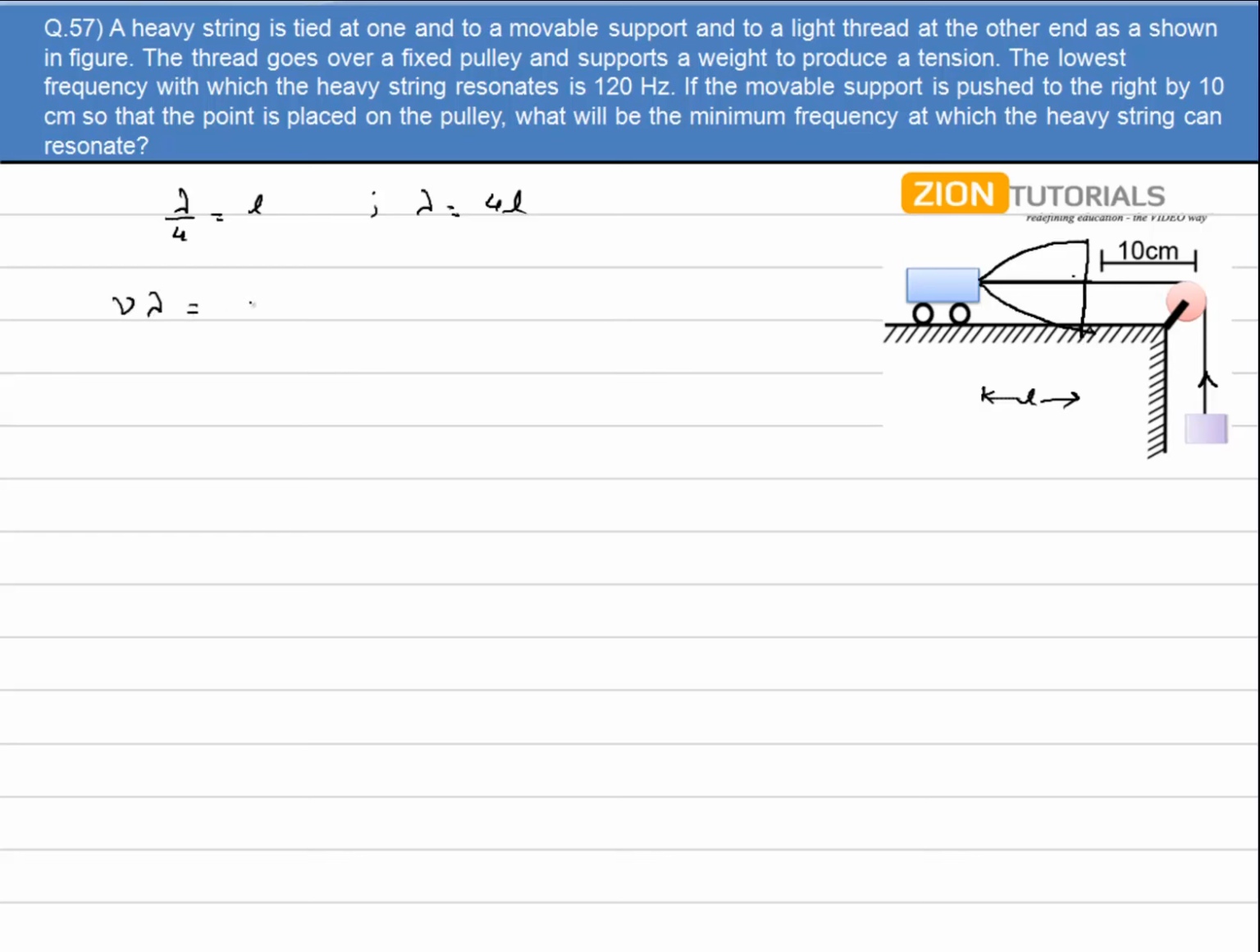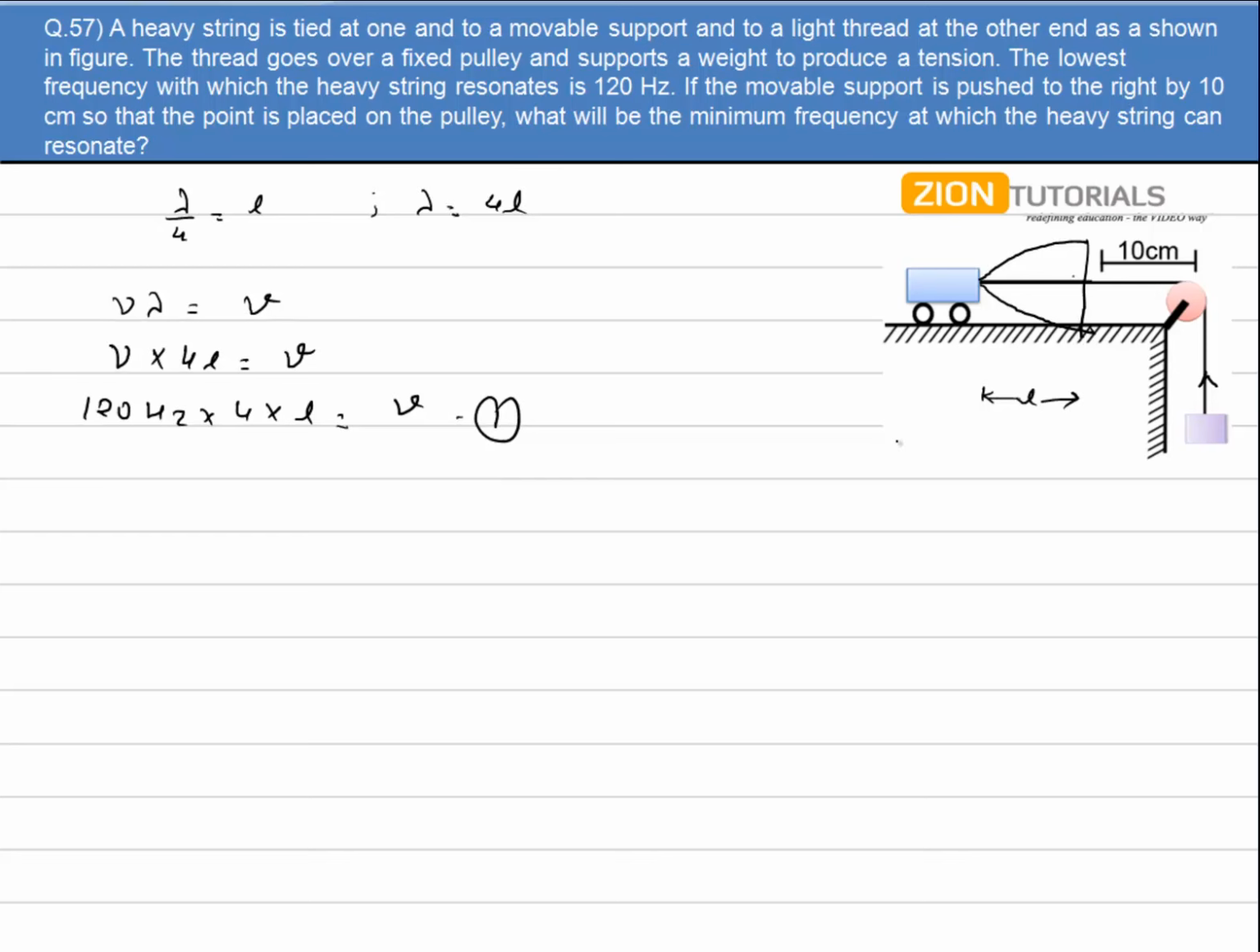Now nu lambda is equal to the wave velocity. So nu times 4L is equal to the wave velocity. This nu is given as 120 Hz, so 120 into 4 into L is equal to V. Let's say this is my first condition. Second, if the movable support is pushed to the right by 10 cm so that the point is placed on the pulley, what will be the minimum frequency now?